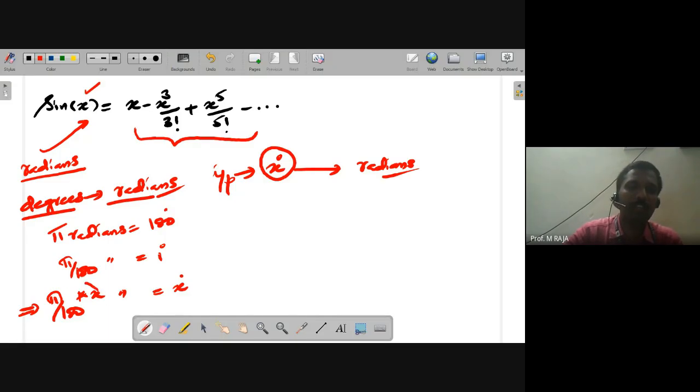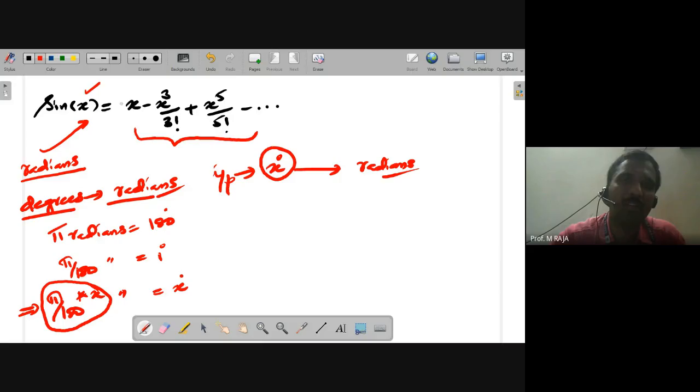So pi we can use as 3.14159. After getting the input value x in terms of degrees, it should be processed to the equivalent radians as x is equal to x into pi by 180. That we can write as a single assignment statement for the conversion from degrees to radians.